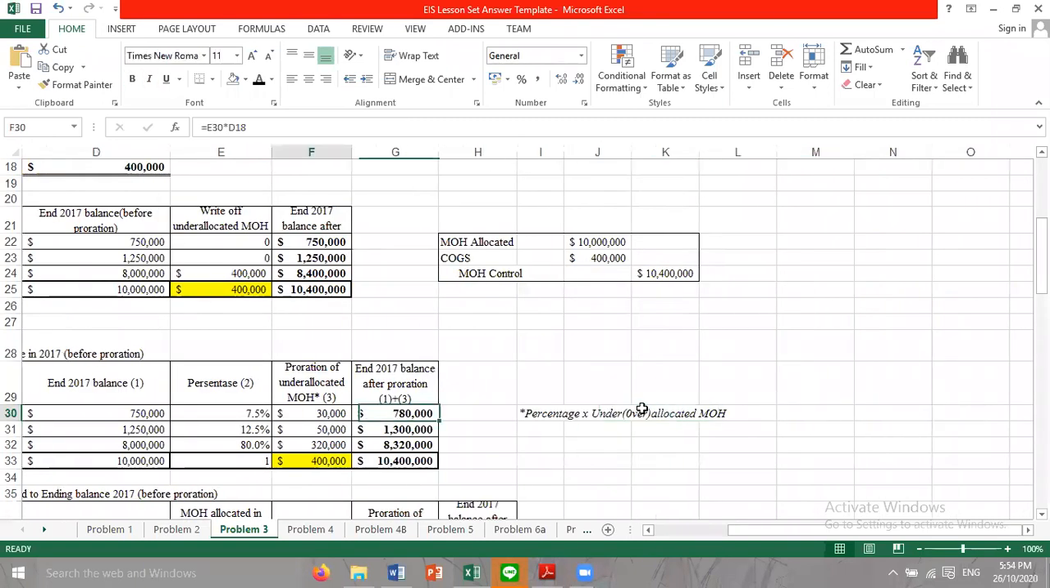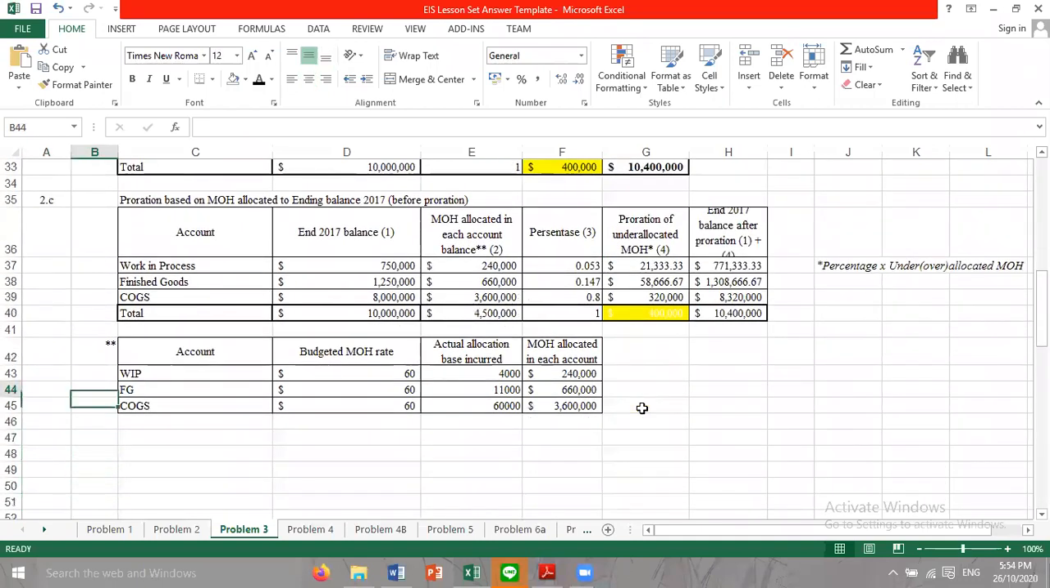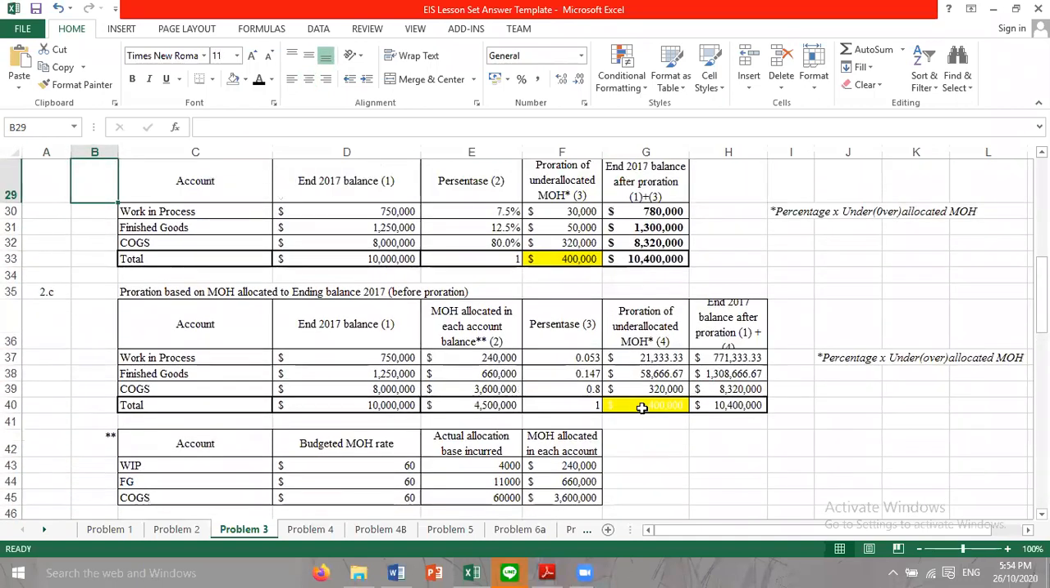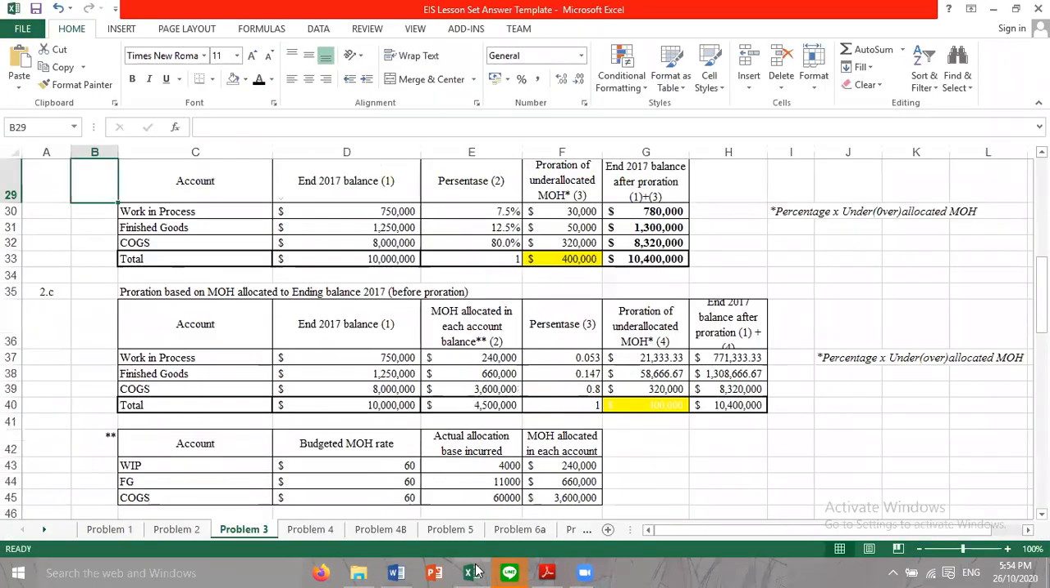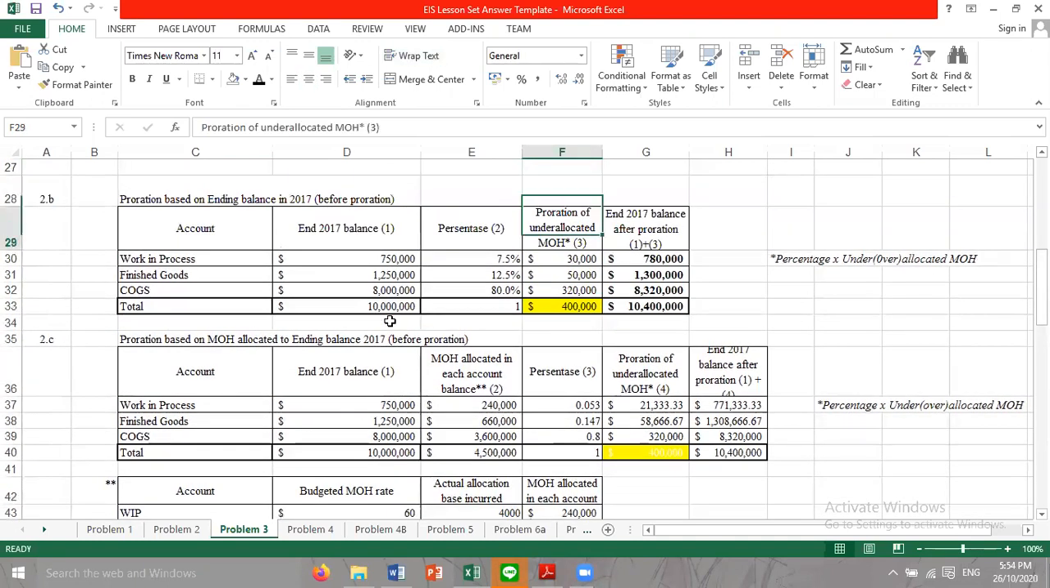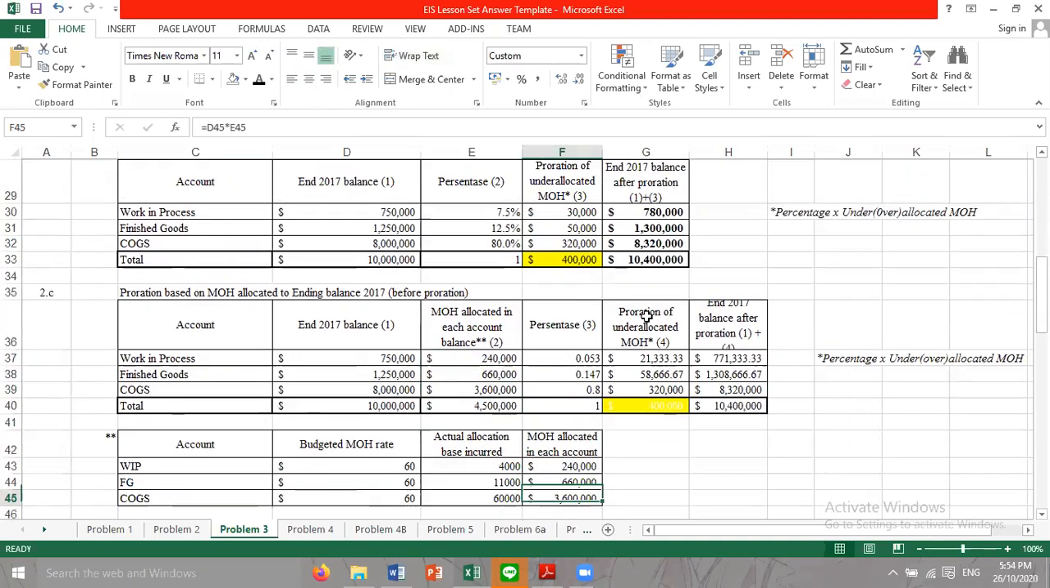Next one is proration based on MOH allocated to ending balance. In this case, it's proration based on overhead allocated before proration on the ending balance of WIP control. All right, so this time, this is based on the MOH allocated in each account balance. So we're asked to find the MOH allocated in each account first. Before we get to here, we need to calculate the MOH allocated. Now, exactly how do we do that?